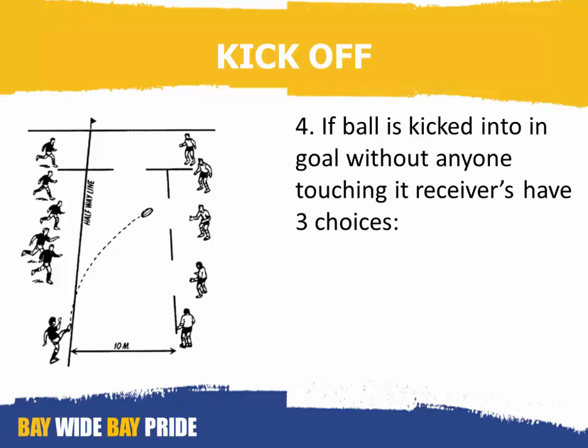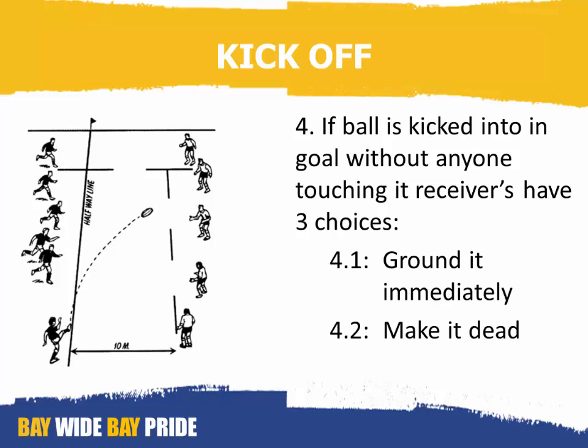When the ball is kicked into in goal without any player having touched it, the receivers have three choices. 1. They can ground it immediately. 2. They can make it dead. Or 3. They can play on by picking it up and running with it.